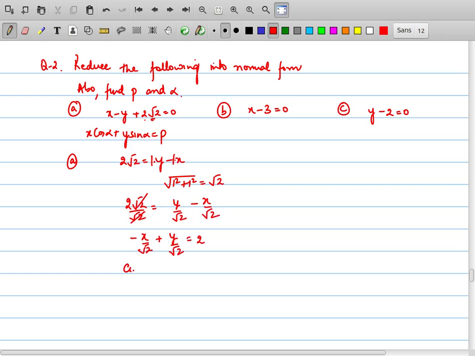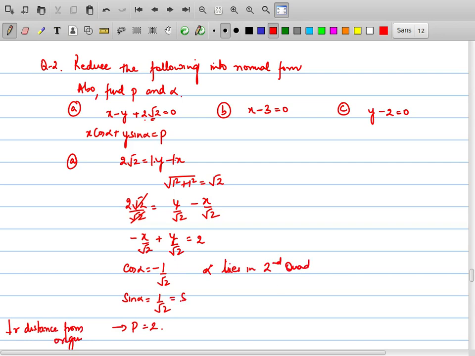Now if you compare this, cos alpha is what? X cos alpha, so minus 1 by root 2, and sin alpha is 1 by root 2, and P is 2. This is the perpendicular distance from the origin to the line. Now cos is negative, sin is positive. Therefore obviously alpha lies in the second quadrant. Sin 45, but alpha is lying in the second quadrant. Therefore alpha is 180 minus 45.